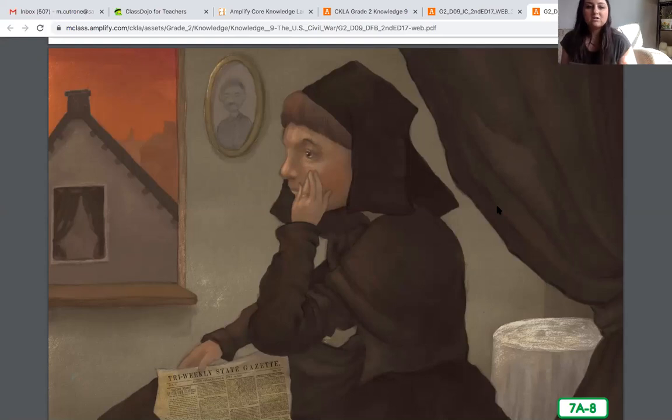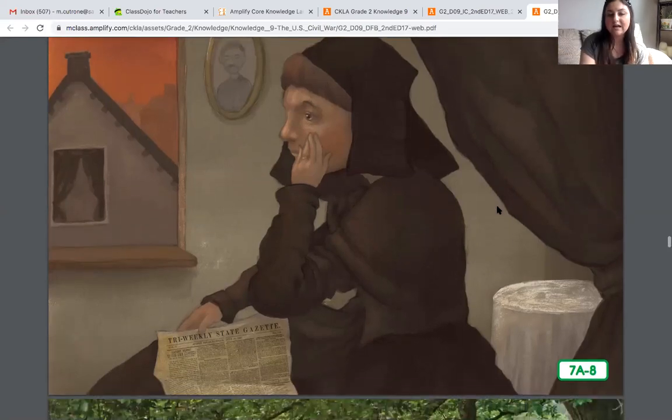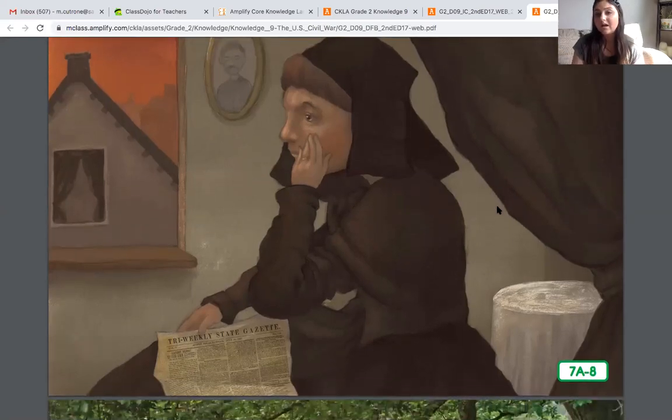Gosh, that's heartbreaking. She must be really sad because people are dying. Maybe she lost a son, or her husband maybe was in the battle. It's really sad.